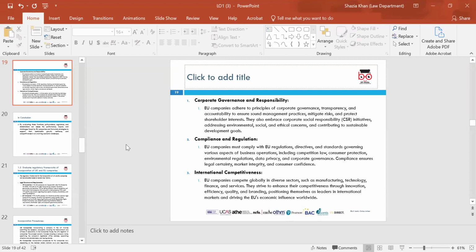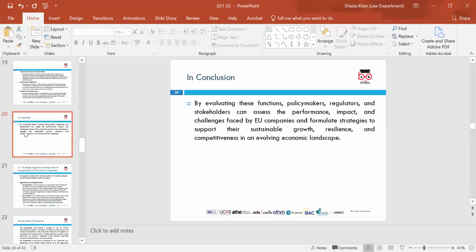Another function, and the final one, is international competitiveness. And these EU companies compete globally in diverse sectors, such as manufacturing, technology, finance, and services. They strive to enhance their competitiveness through innovation, so any sort of new products, any sort of new developments, efficiency, quality, and branding, positioning themselves as leaders in international markets and driving the EU's economic influence worldwide.